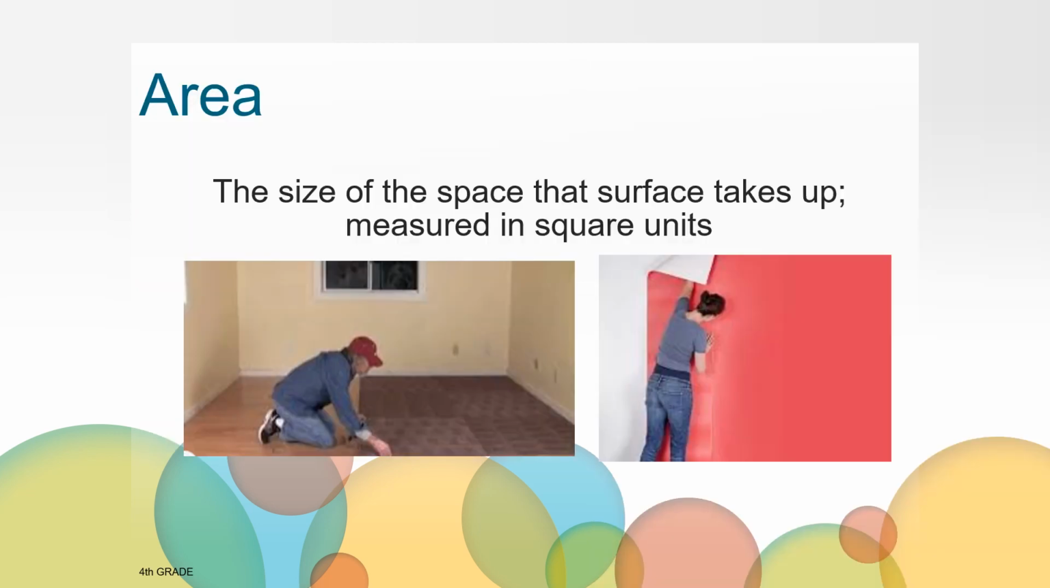Previously, you learned that perimeter is the measurement or the distance around a shape or object. Today, we'll be learning about area. Area is the size of the space that a surface takes up. It is measured in square units.